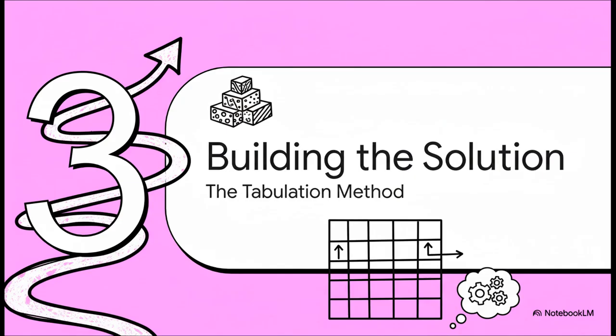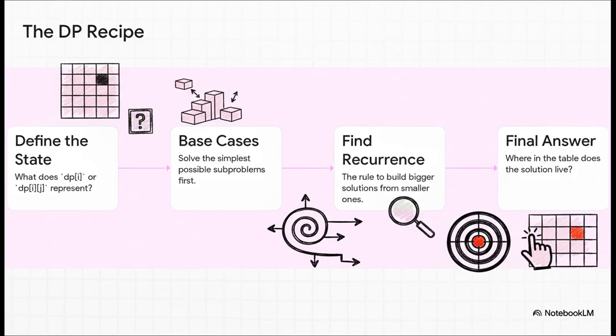So now that we get the why, avoiding all that repeated work, let's get our hands dirty with the how. The most common way to actually build a DP solution is with a method called tabulation. And that's just a fancy word for building a table of our answers from the ground up, starting with the absolute simplest cases. And you can think of it like a reliable 4-step recipe you can follow every time. First, you define your state. What does each little box in your table actually represent?